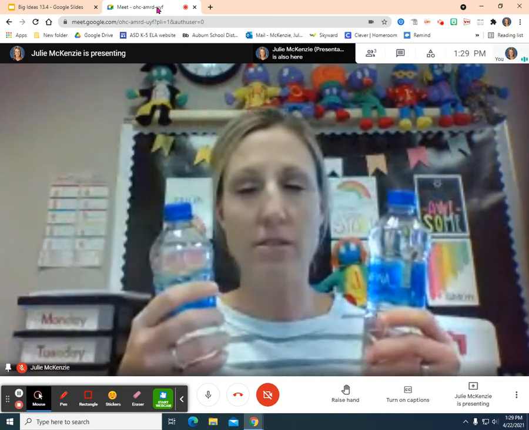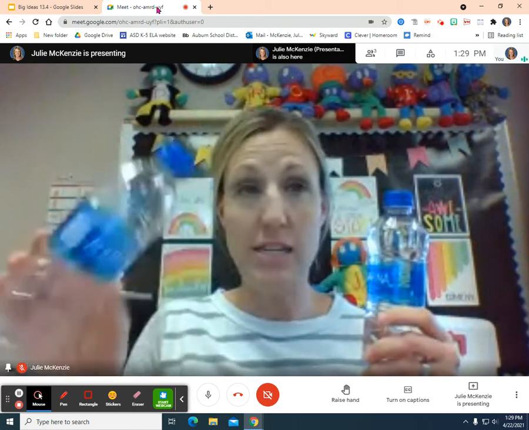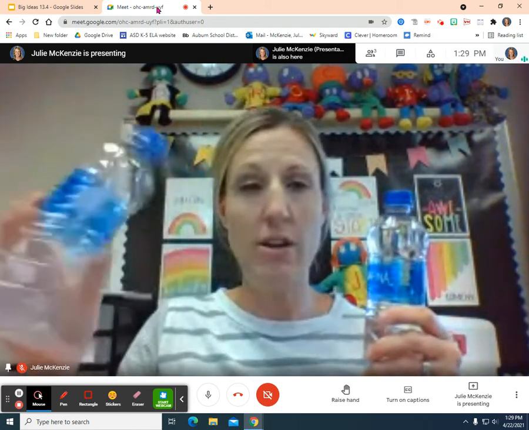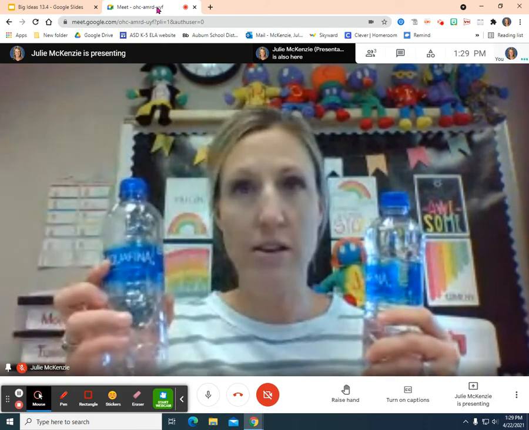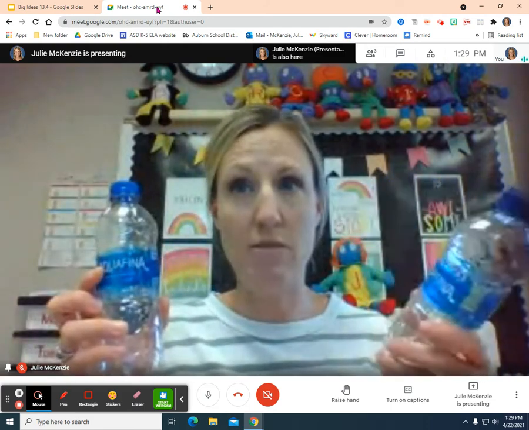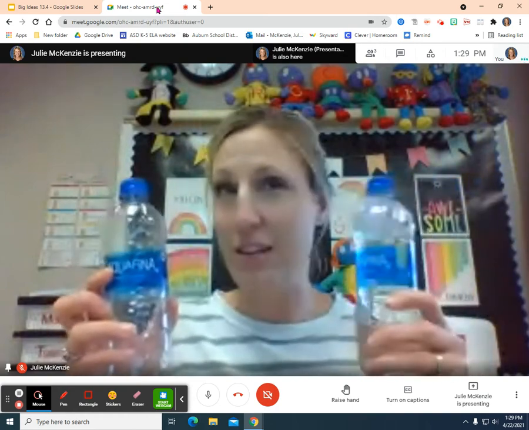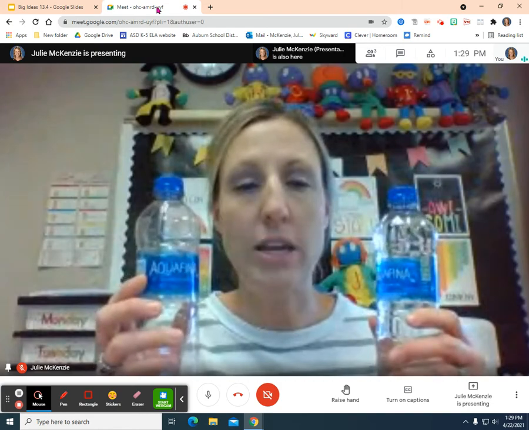Two water bottles. This water bottle is empty. There's no water in here. It's all the way empty. I drank all the water already. This water bottle is filled with water. It's blurry, so you can't really tell very well, but you can hear it. It's filled with water. So which one do you think is heavier?